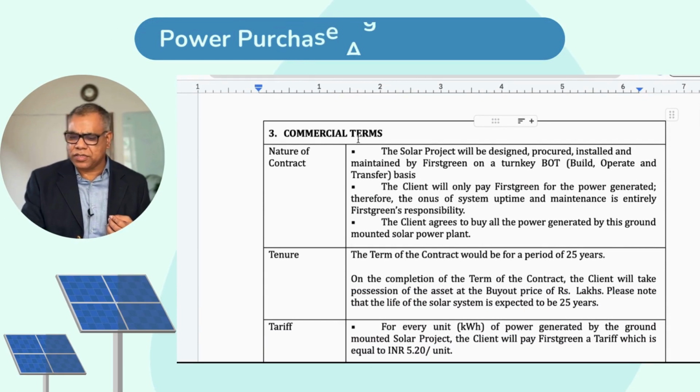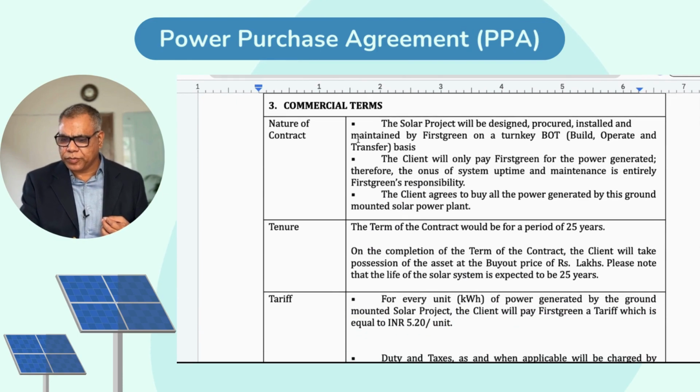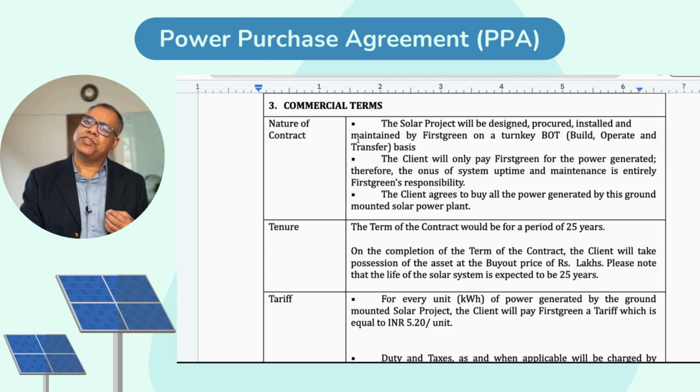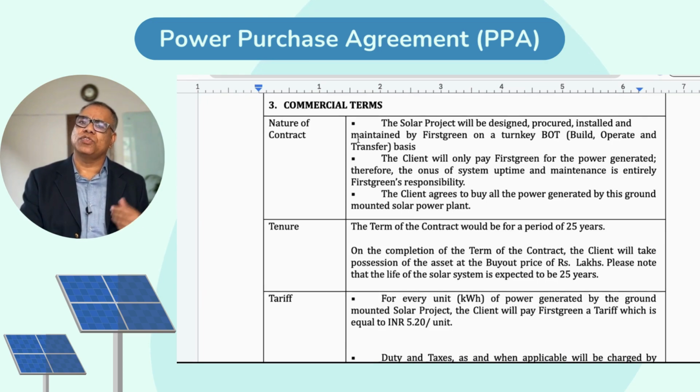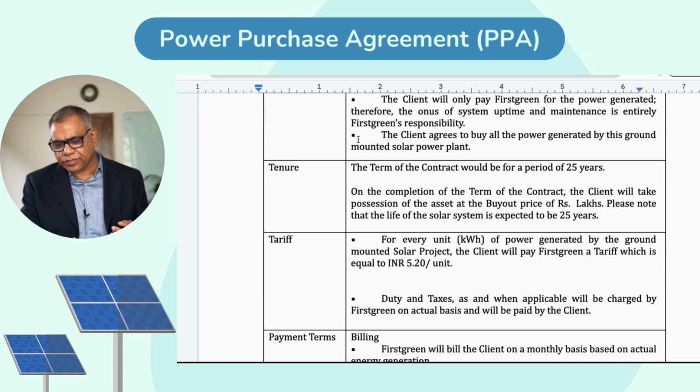Now coming to the contract terms which are commercial in nature. Typically it is a take or pay contract. Whatever electricity a solar developer generates, all this electricity needs to be consumed by the off-taker. If grid is not available, the power will not be generated, and those things also come into play. But the contract is typically take or pay. I will generate. If you are not able to consume, then also you have to pay me.